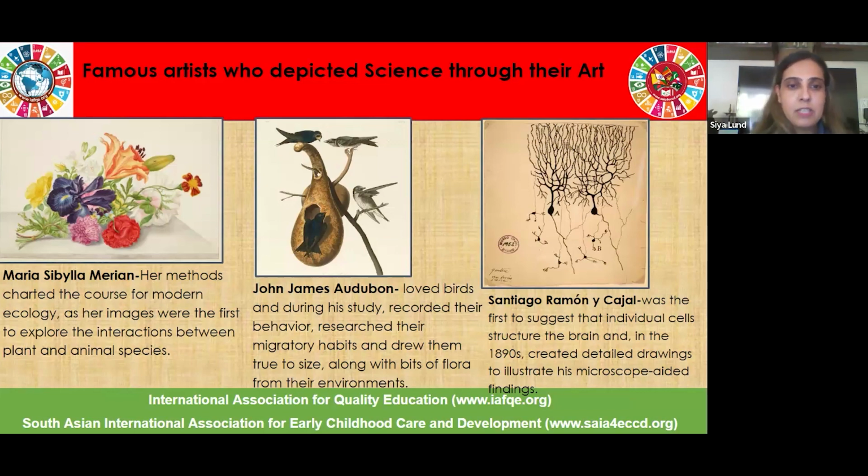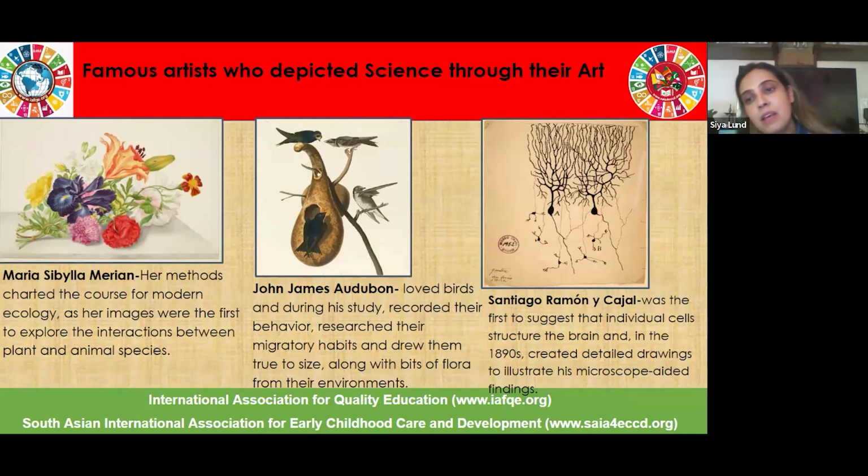Another very famous artist, John James Audubon, he loved birds, and during his study, he actually recorded their behavior, like a thorough research, and researched their migratory habits, drew them true to size, along with their nests and the flora and fauna from their environment. So along with all of their background and the environment, he drew them to precision again. So again, amazing explorer, amazing scientist within themselves, and just beautiful artists.